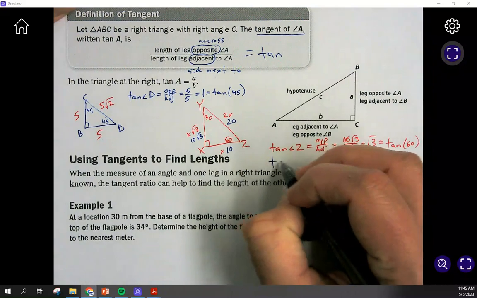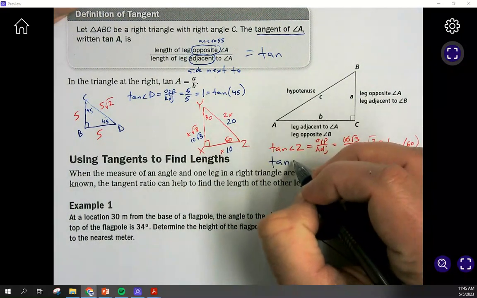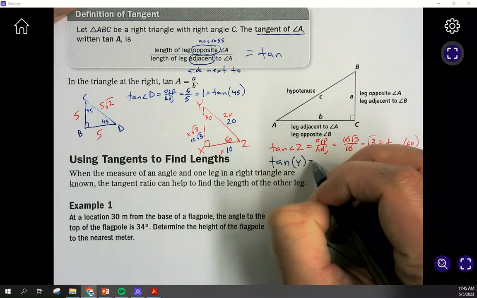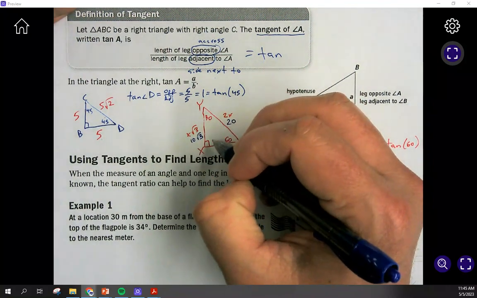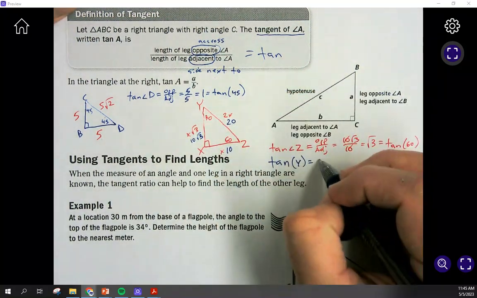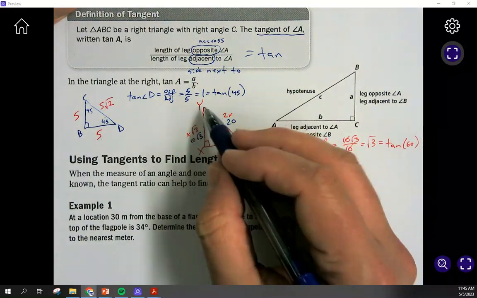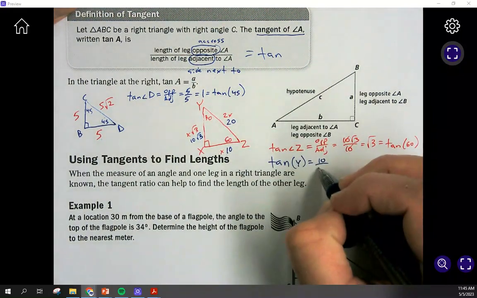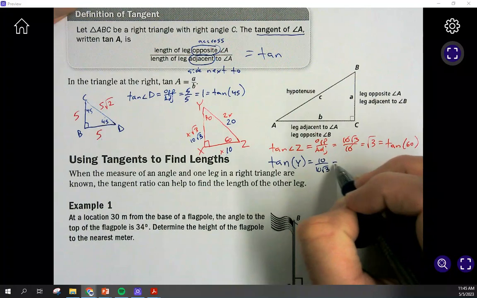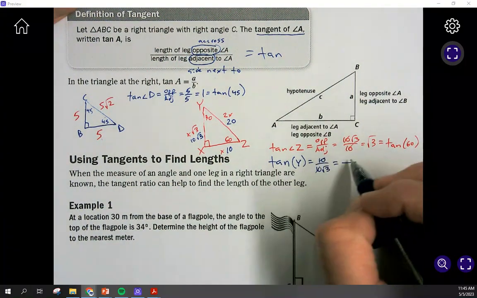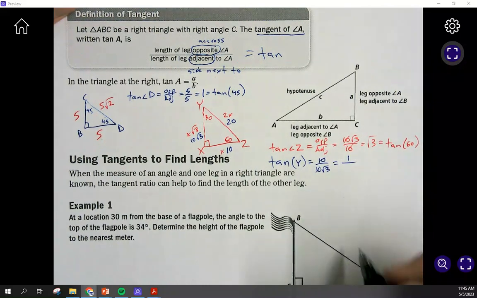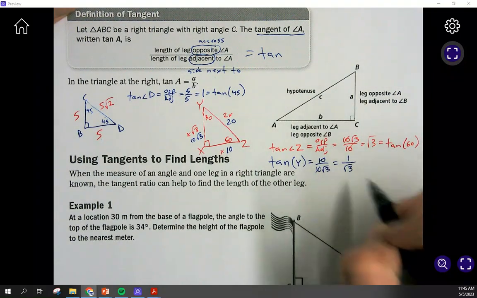Let's do tangent of y. I'm going to write it a little differently here now, in parentheses. Tangent of angle y. Opposite over adjacent. Opposite here is 10. Adjacent, that's not the hypotenuse, is 10 radical 3. That would simplify. The 10s would cancel, leaving me nothing on top, so I do need to put a 1 there. And then radical 3 left over on the bottom.